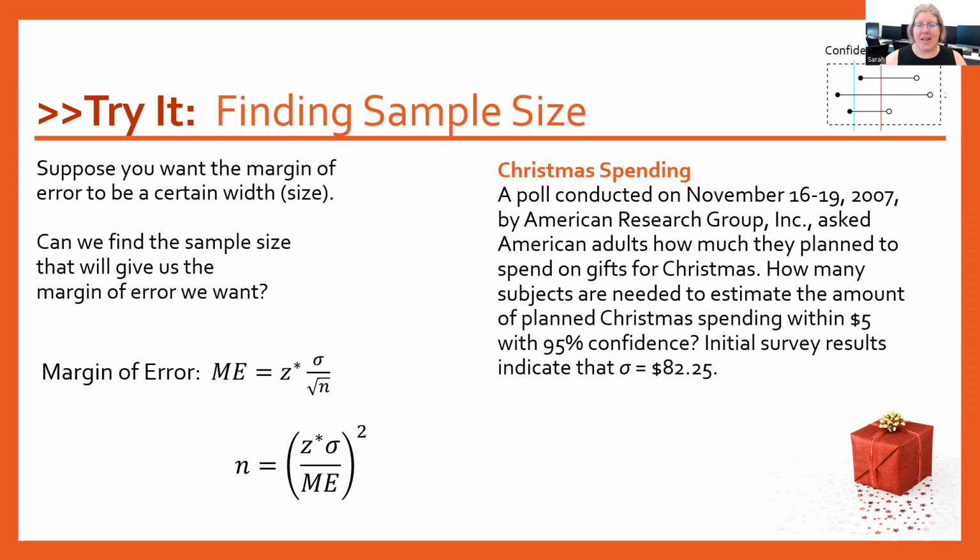This one's on Christmas spending. A poll conducted November 16th through the 19th by the American Research Group, Inc. asked American adults how much they plan to spend on gifts for Christmas. How many subjects are needed to estimate the amount of planned Christmas spending within $5 with 95% confidence? Initial survey results indicate that sigma is equal to 82.25. So that part that says we want to make an estimate within $5, that's going to be your margin of error there. All right, so go ahead and use that formula that says n equals and see if you can work out what sample size you're going to need here.